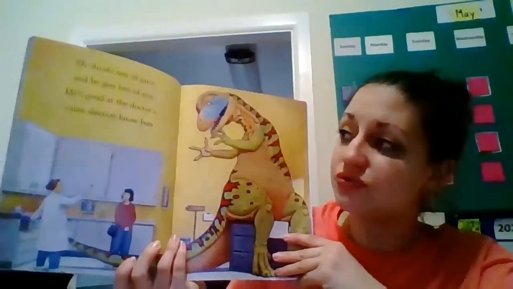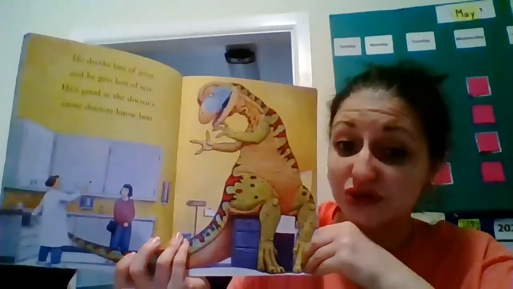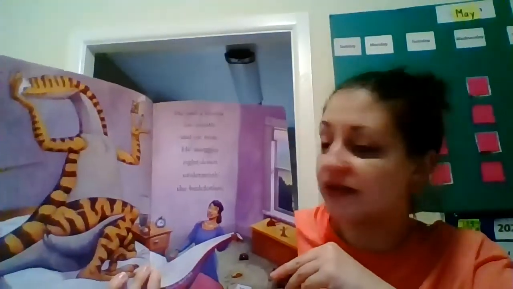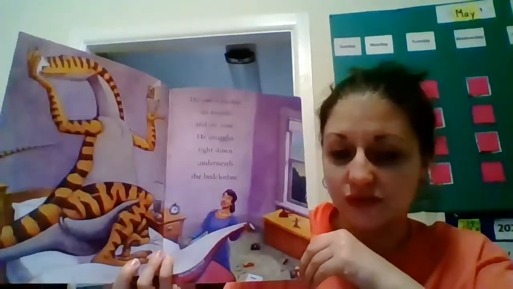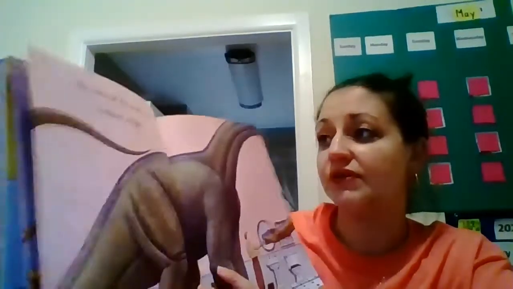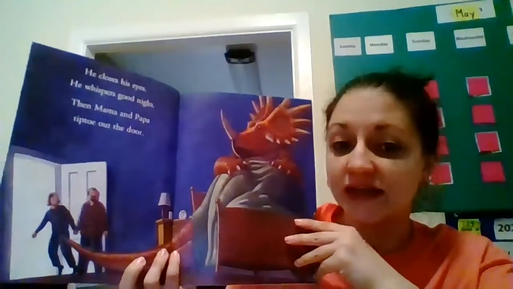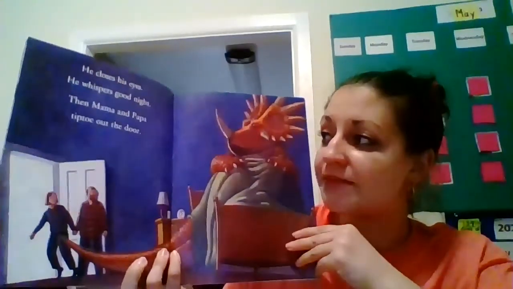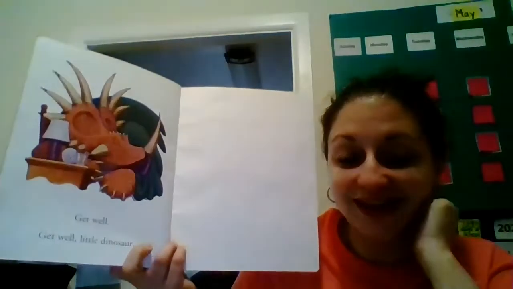He drinks lots of juice and he gets lots of rest. He's good at the doctors because doctors know best. He uses a hanky on his mouth and on his nose. He snuggles right down underneath the bedclothes. He takes all his medicine without a fight. He closes his eyes and he whispers good night. Then Mama and Papa tiptoe out the door. Get well, little dinosaur.